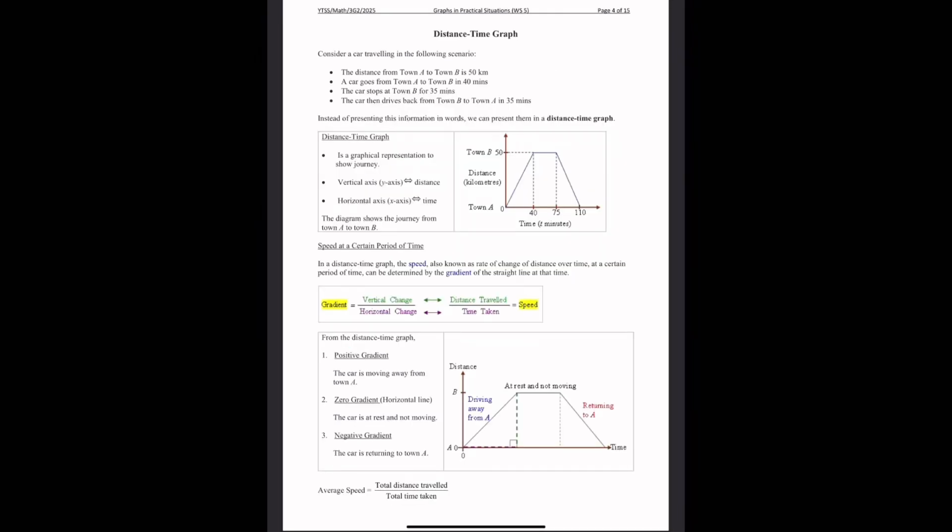Now let's take a look at distance time graph. This is the second section of unit 7.5. So let's read this first page. Consider a car traveling in the following scenario. The distance from town A to town B is 50 kilometers. The car goes from town A to town B in 40 minutes. The car stops at town B for 35 minutes. And then last but not least, the car drives back from town B to town A in 35 minutes.